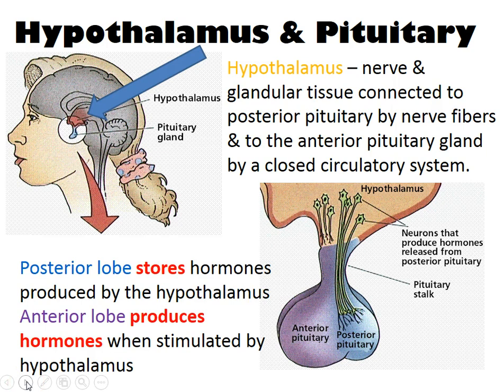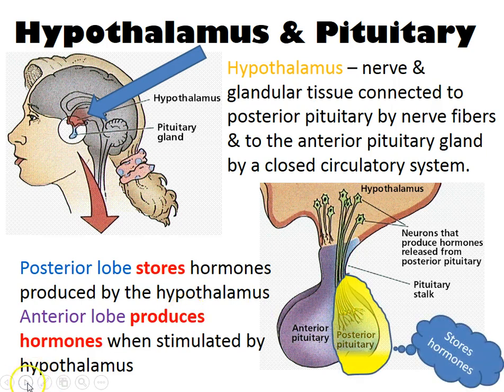So when we talk about the hypothalamus and the pituitary, the hypothalamus has nerve and glandular tissue connected to the posterior pituitary by nerve fibers. So you can see here how the nerve fibers actually go down into the pituitary, and to the anterior gland by a closed circulatory system. The posterior lobe actually stores hormones produced by the hypothalamus, whereas the anterior lobe can produce hormones when stimulated by the hypothalamus.